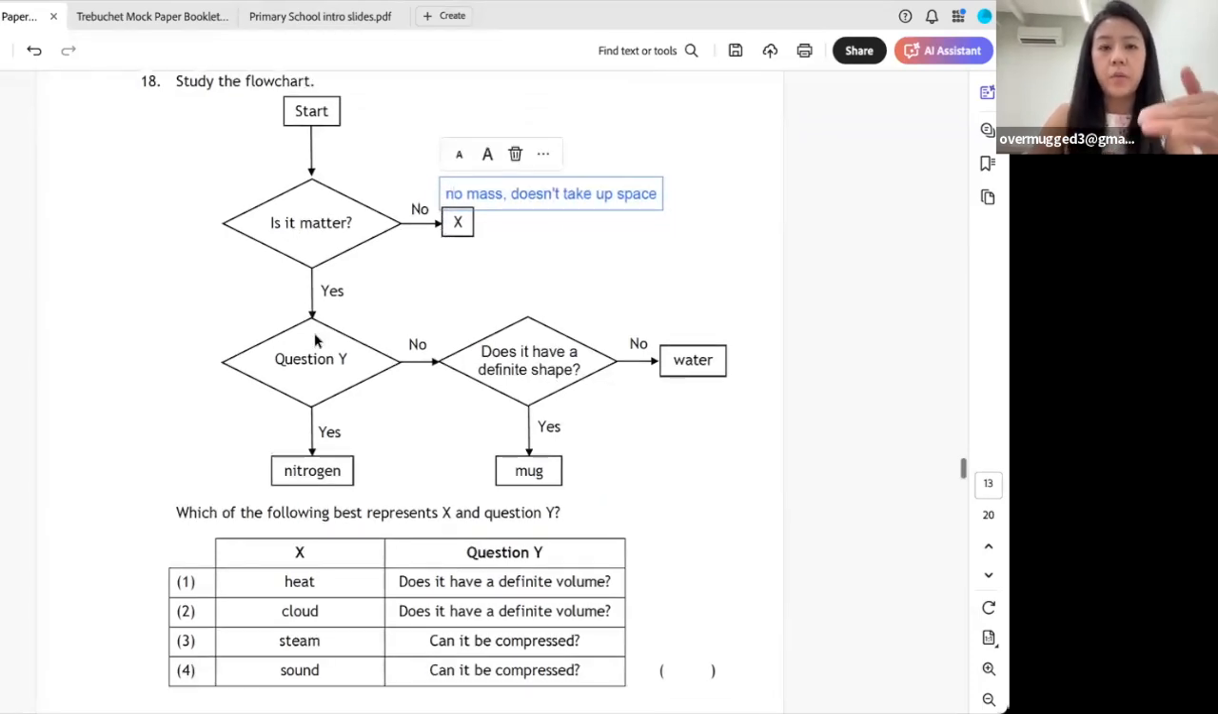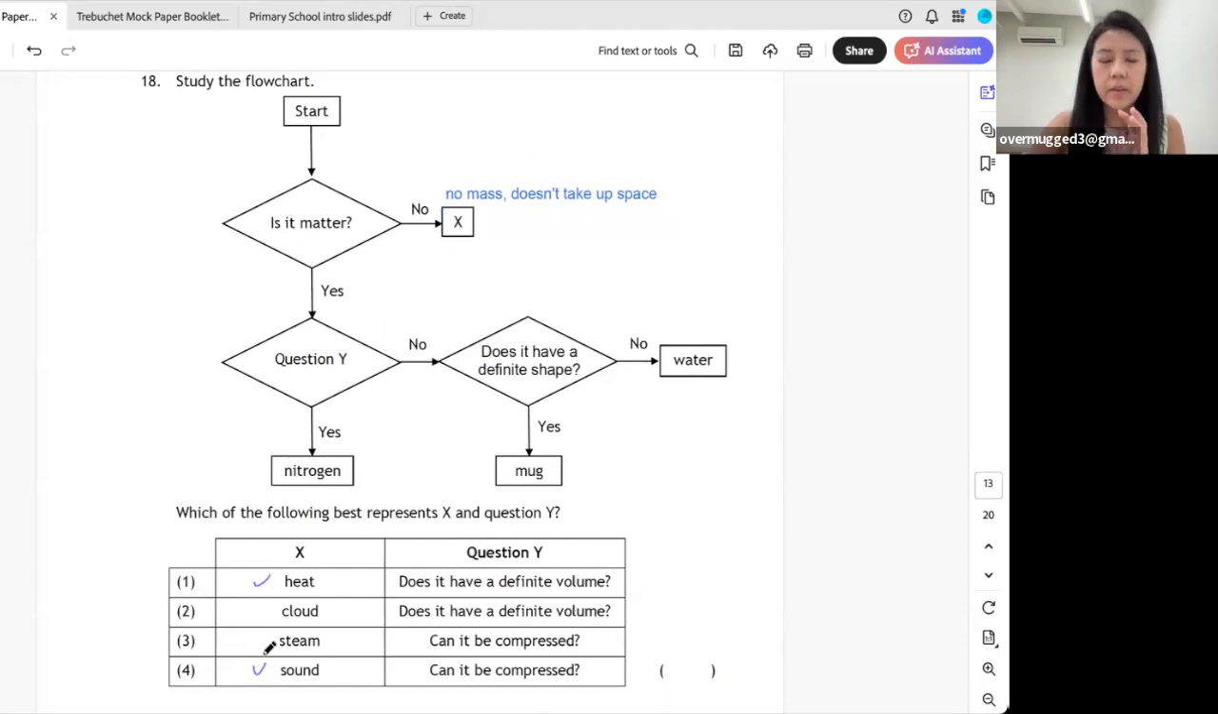And then we go down the flow chart to question Y that says yes for nitrogen. Nitrogen is a gas. And then no for water and mud, okay, which are your liquid and solid. So let's look at X first. Now for X, we are looking for non-matter. Non-matter are things like your different forms of energy, okay, which means it's either heat or sound.